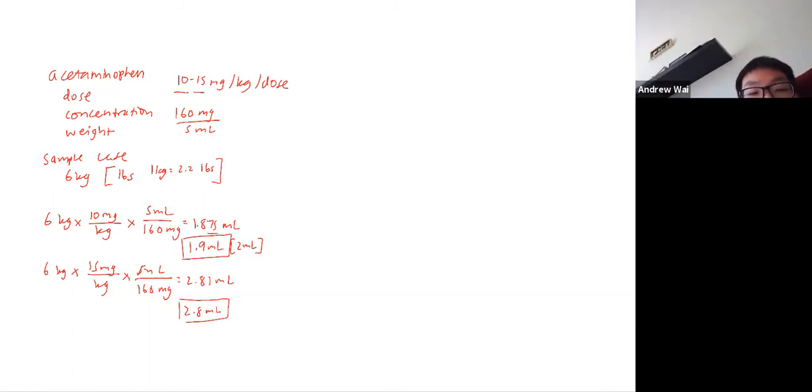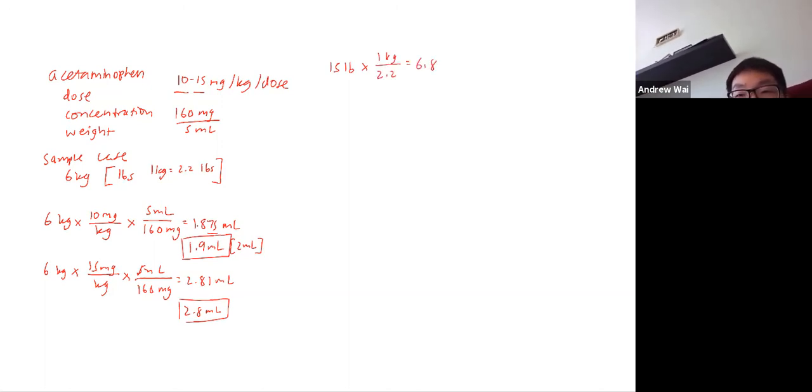So let's just do another example just to sort of drive things home. Let's say the mom tells you the kid is 15 pounds, right? So the first thing you do is you go, okay, well, 1 kilogram equals 2.2 pounds. Let's say it's 6.8 kilograms, all right? Now you take 6.8 kilograms, you multiply by, once again, let's go with 10 milligrams per kilogram, and 5 mLs per 160 milligrams.